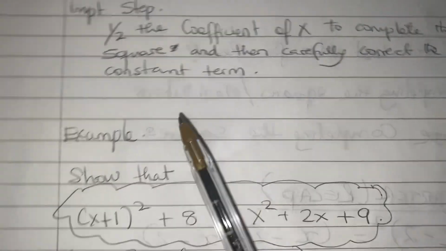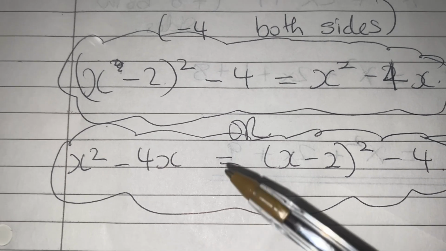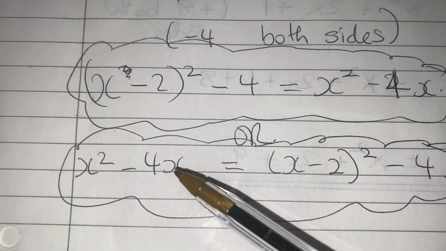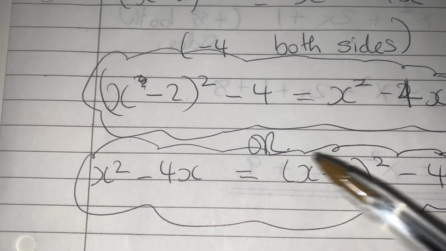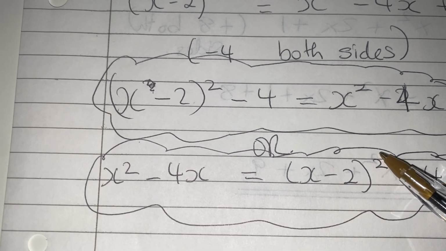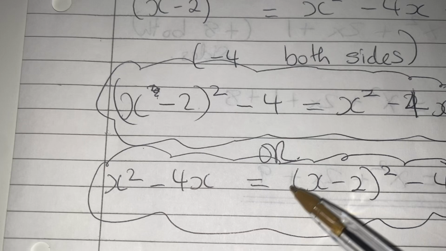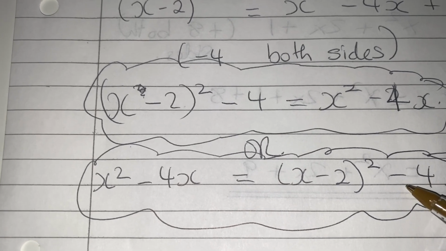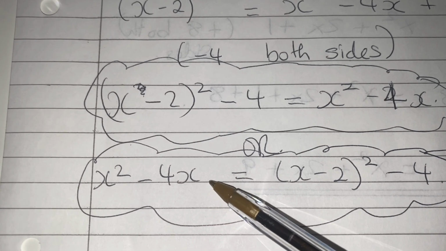And then, it's not always that you just need to subtract 4. You might be shown that x squared minus 4x plus 1 is equal to x minus 2 all squared minus 3. So there, you need to manipulate: add plus 1 and add plus 1 here.